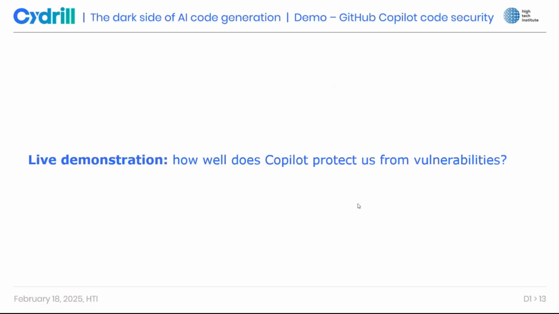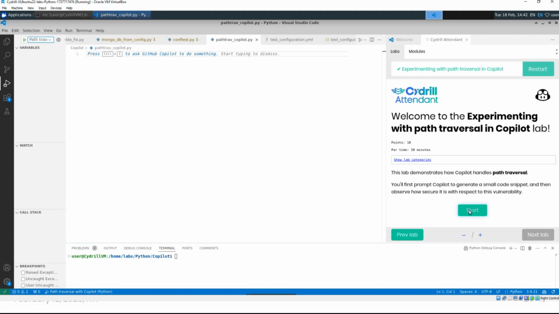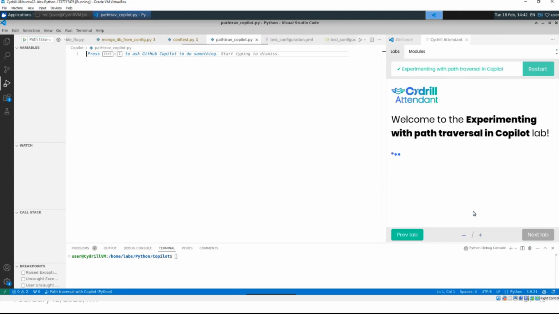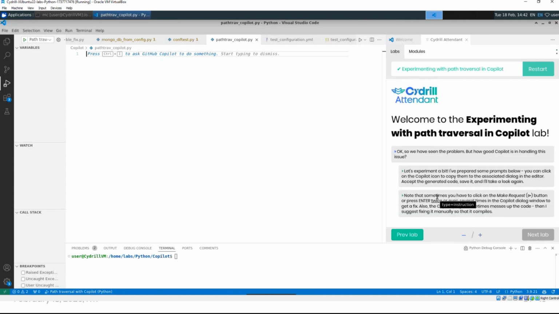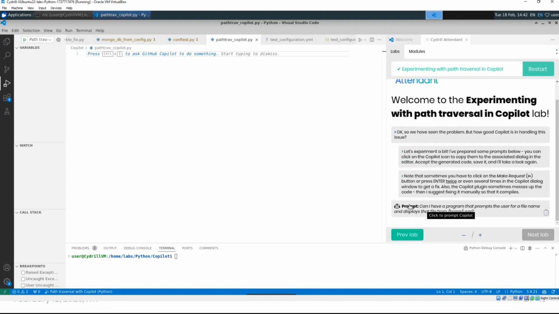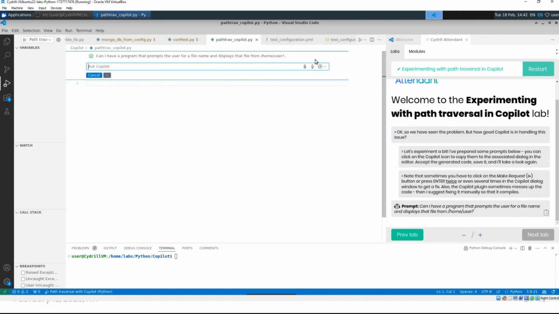And to give you some examples, let's take a look at how Copilot handles a pretty common and also pretty dangerous vulnerability type, which is called path traversal. It is actually in the top 5 vulnerabilities if you look at any kind of ranking in how likely it is and how much damage it can do. So let's just ask Copilot to generate some code which opens a file. And the prompt is going to be simple. Can I have a program that prompts the user for a file name and displays that file from /home/user?